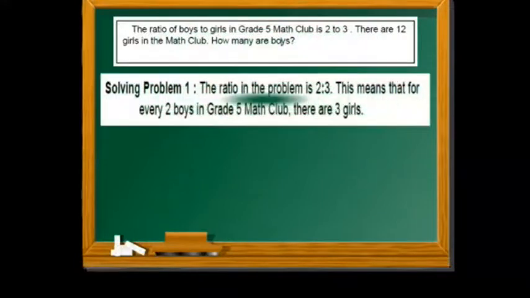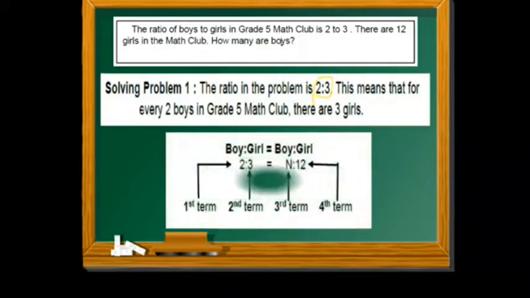So the ratio in the problem is 2:3. This means that for every 2 boys in the grade 5 math club, there are 3 girls. So here's the graph or the picture. Boys to girls is 2:3, and then boys to girls is n equals 12. So n yung hahanapin nating number, then 12 is the given number, the girls. So that's the first term, second, third, and fourth.